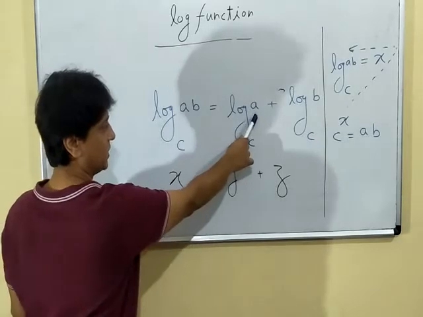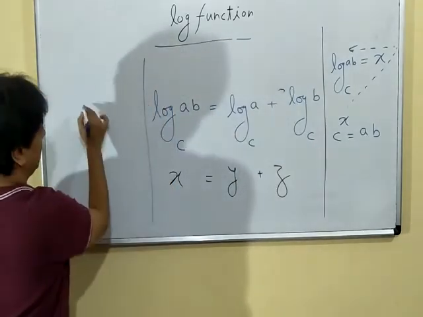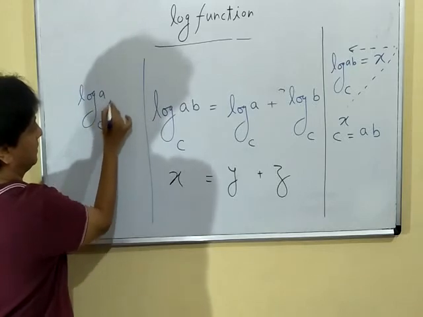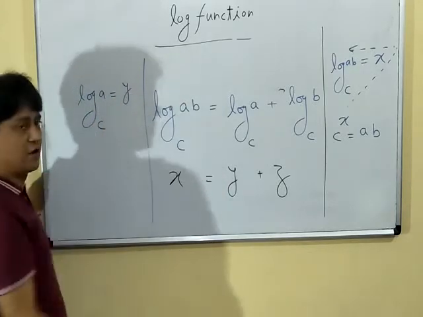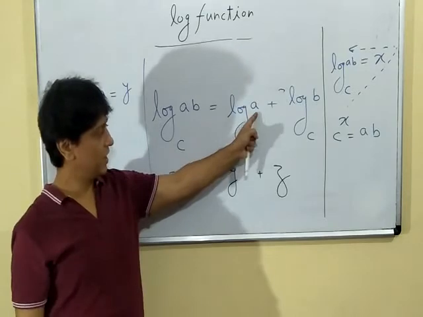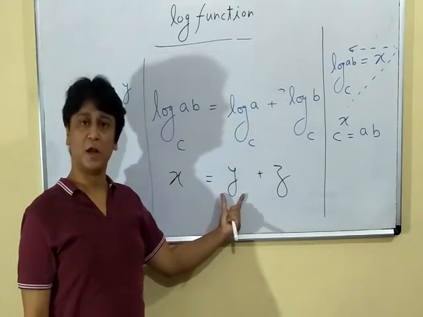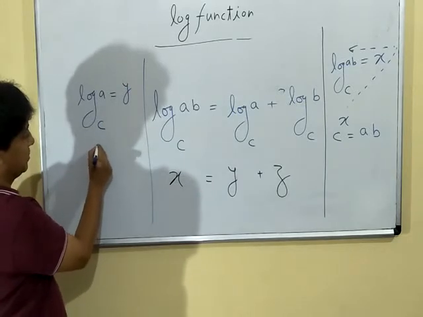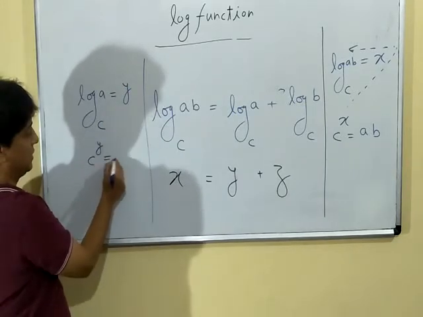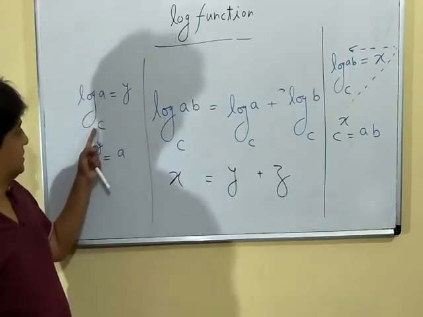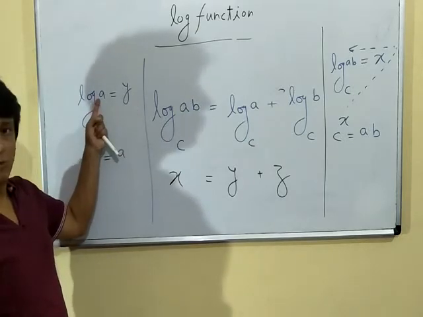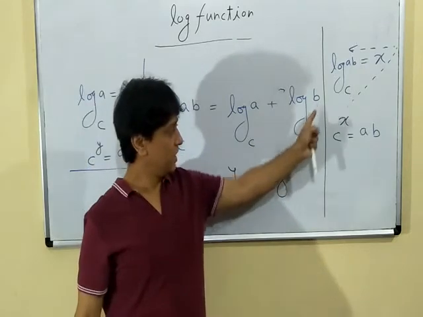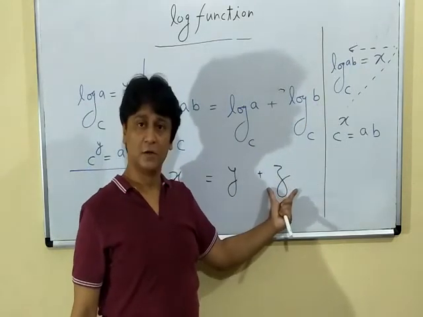Now, this log A base C is taken as y. Log of A on base C, ये हमने क्या लिया हुआ है? Y. Remove log. C to the power y is what? A. C to the power y equals A. Now, what is log of B on base C? Z.